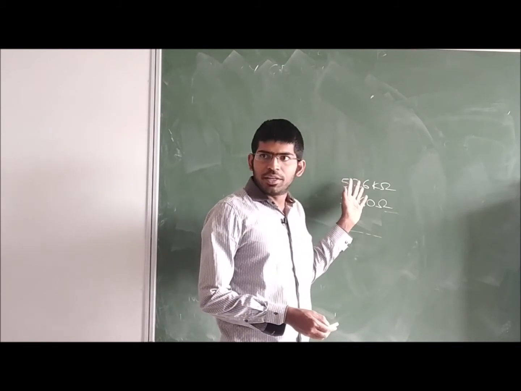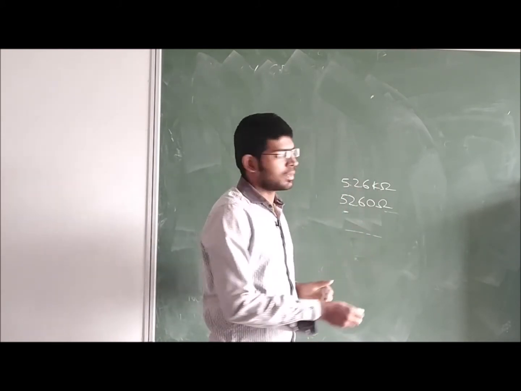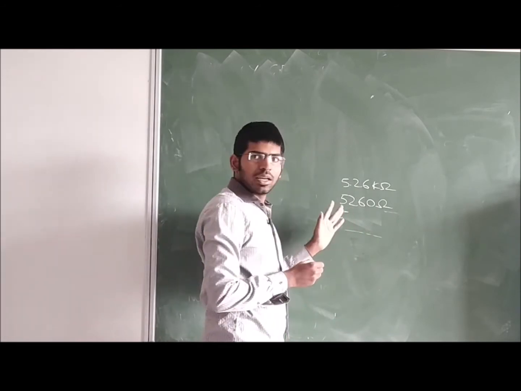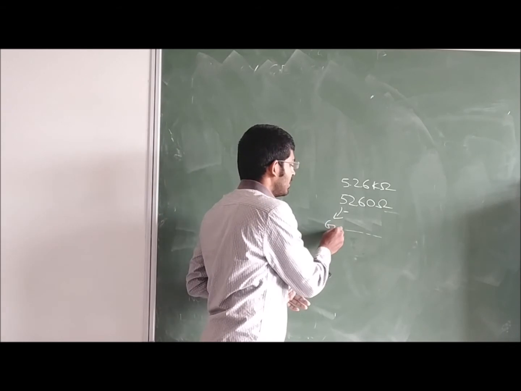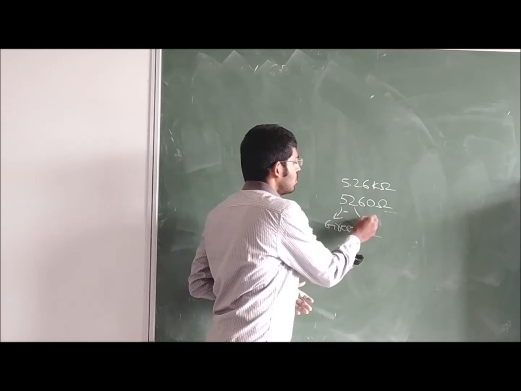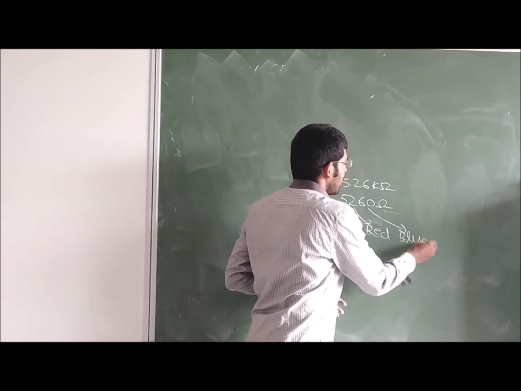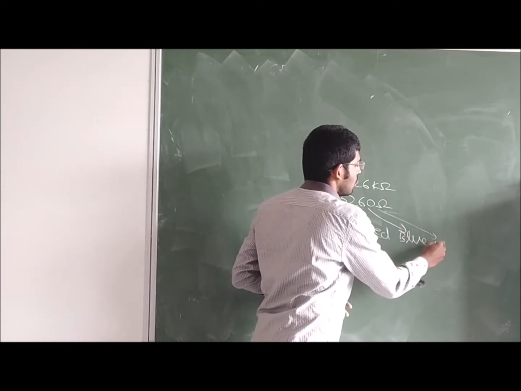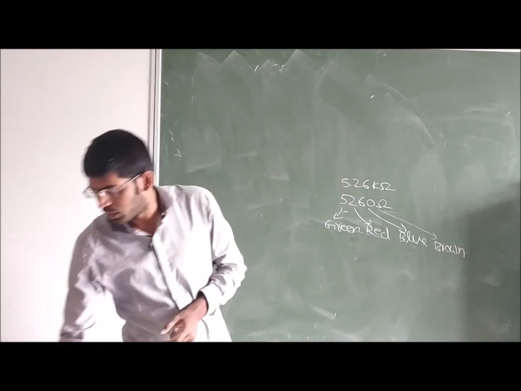The question we discussed: 5.26 kilo ohms means 5260 ohms. 5 is indicated by which color? Green. Okay. 2, red color. 6, blue. 10 to the power 1, brown. Okay. Very good. Next, remaining values.